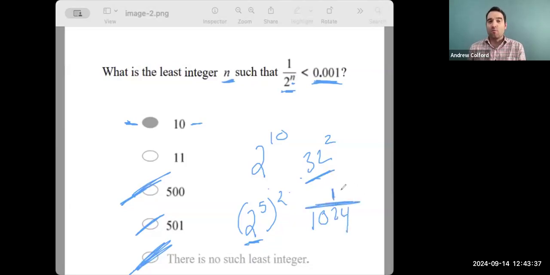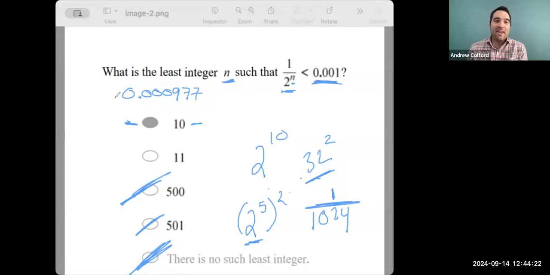1 over 1024 is what? As a decimal. What is 1 over 1024? What is it? 0.0009? Sorry, my eyes are a little blurry. 1, 2, 3 zeros. Great. 0.00097. I'm going to round, right?